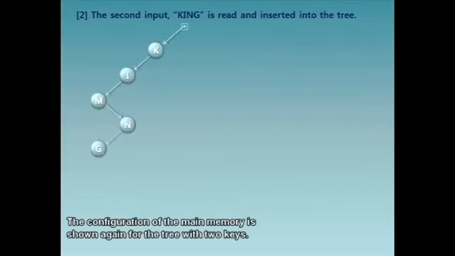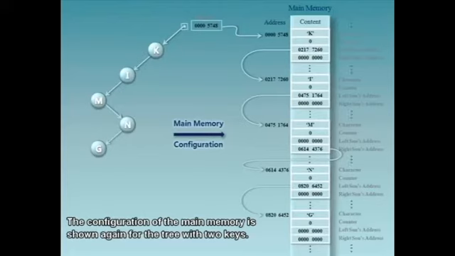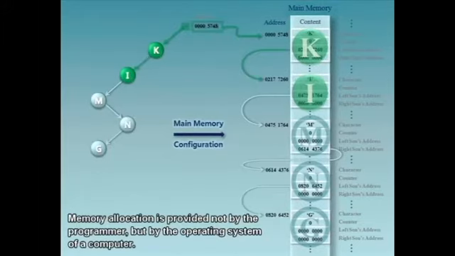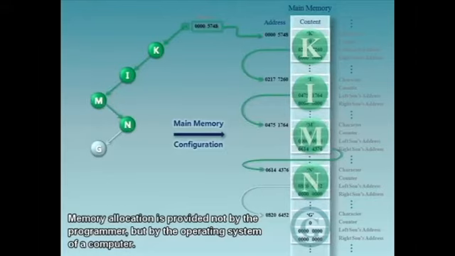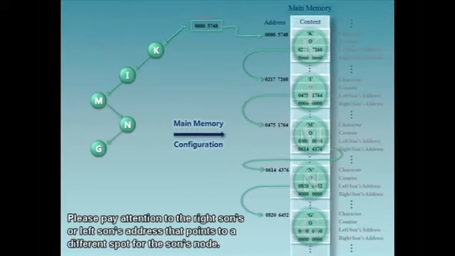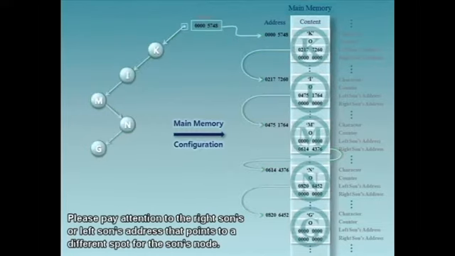The configuration of the main memory is shown again for the tree with two keys. 5 spots in the main memory are taken to give storage spaces for the 5 nodes. Memory allocation is provided not by the programmer, but by the operating system of a computer. Please pay attention to the right son or left son address that points to a different spot for the son node.